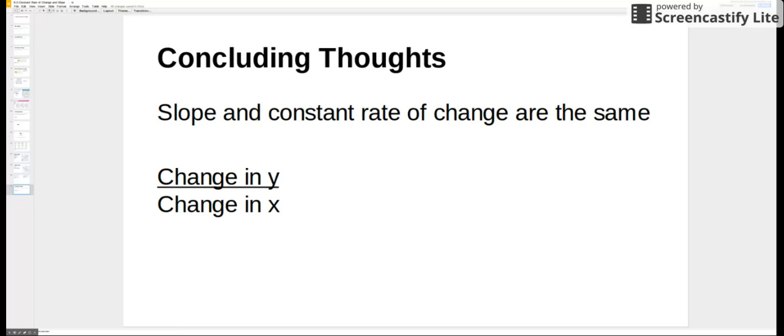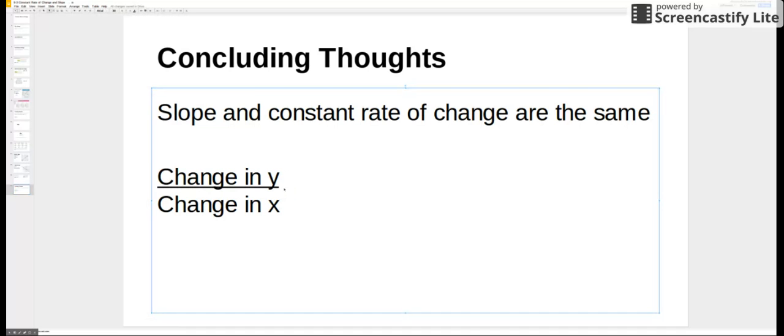Okay, some concluding thoughts. Slope and constant rate of change are the same. You can do change in y over your change in x, or if you would rather, you can just think of it as rise over run.